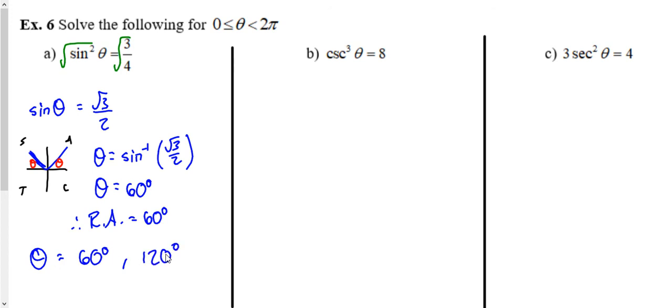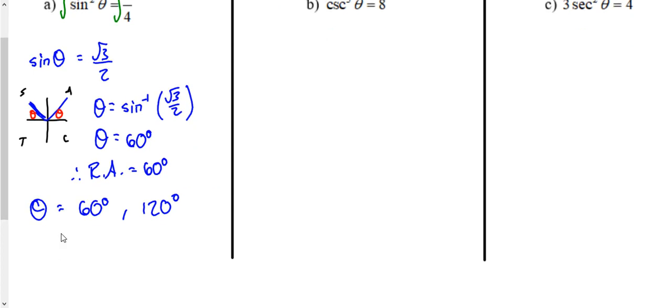There we go. It did want this in terms of radian, so let's just do a quick conversion. So I can say theta equals, again, 60 degrees is pi over 3, and 120 degrees is 2 pi over 3.